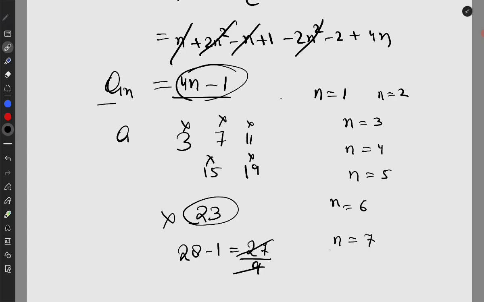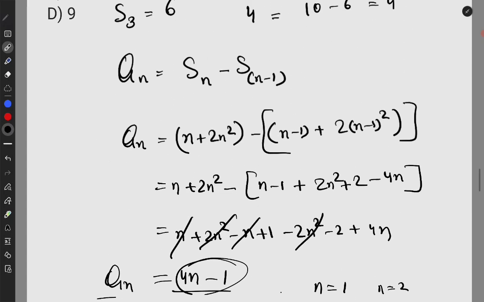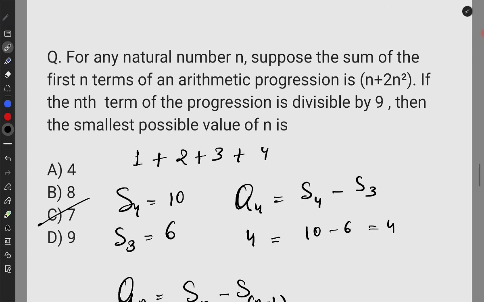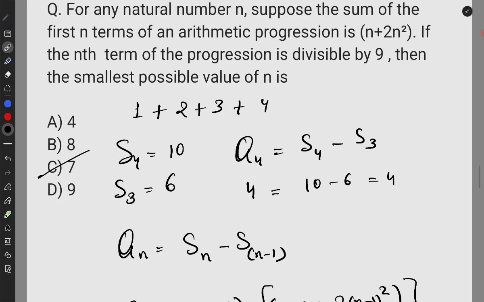Now 27 is a multiple of 9. So at n = 7 it will be a multiple of 9. So the answer of this question will be option C. So the smallest possible value of n will be 7. Now let's see the next question.